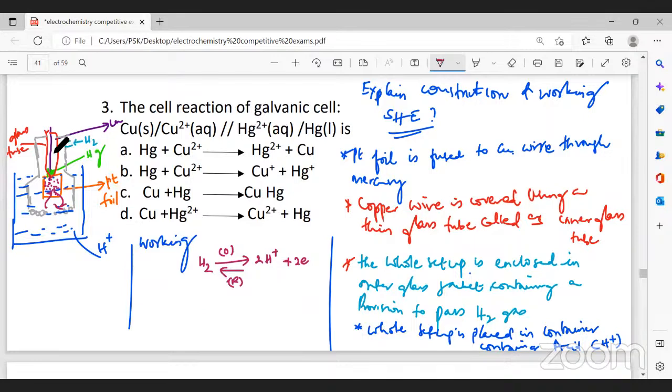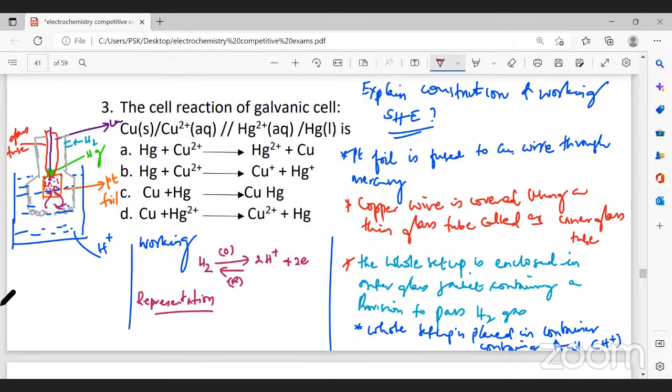Dry hydrogen gas is passed. This hydrogen gas gets adsorbed on platinum foil. So at the platinum foil, hydrogen can undergo either oxidation or reduction, forming H+ ions and 2 electrons. This is the working of the hydrogen electrode. Did you understand the working? Yes, sir.